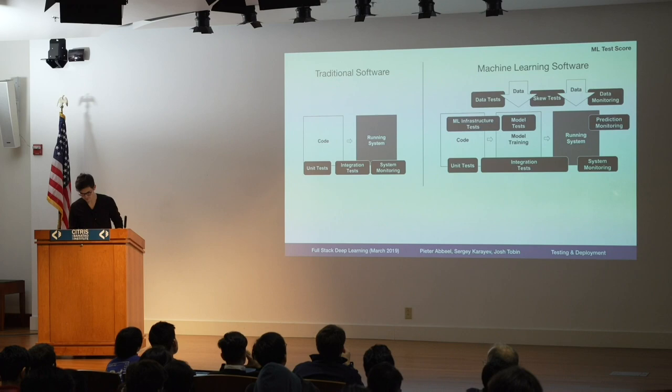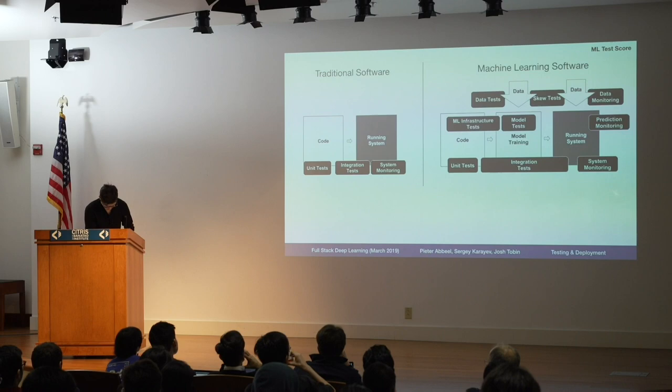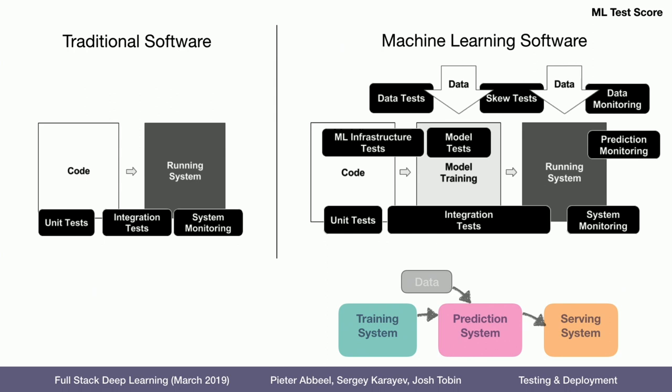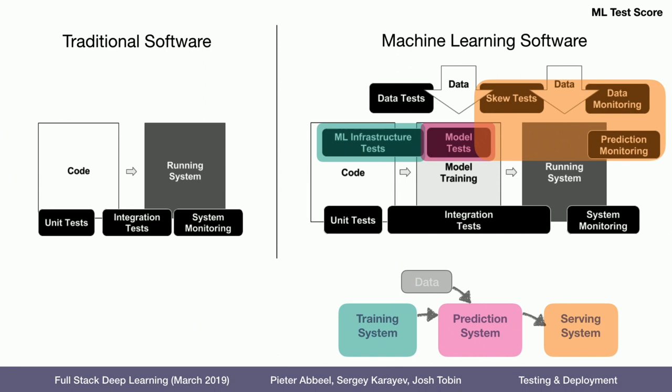You have skew tests, which are basically what we call data distribution shifts. That's the difference between training data and production data. And then you have prediction monitoring in the running system, as well as the system monitoring that traditional software has. Back to our slide, the way we think about it is you have the training system in green, prediction system in pink, serving system in orange, and data in gray. What they call ML infrastructure tests, I refer to as the training system here, model tests are the prediction system, and the orange is skew tests, data monitoring, and prediction monitoring. And then the gray data tests, which I don't cover in my framework, but I think it's a good idea to include.